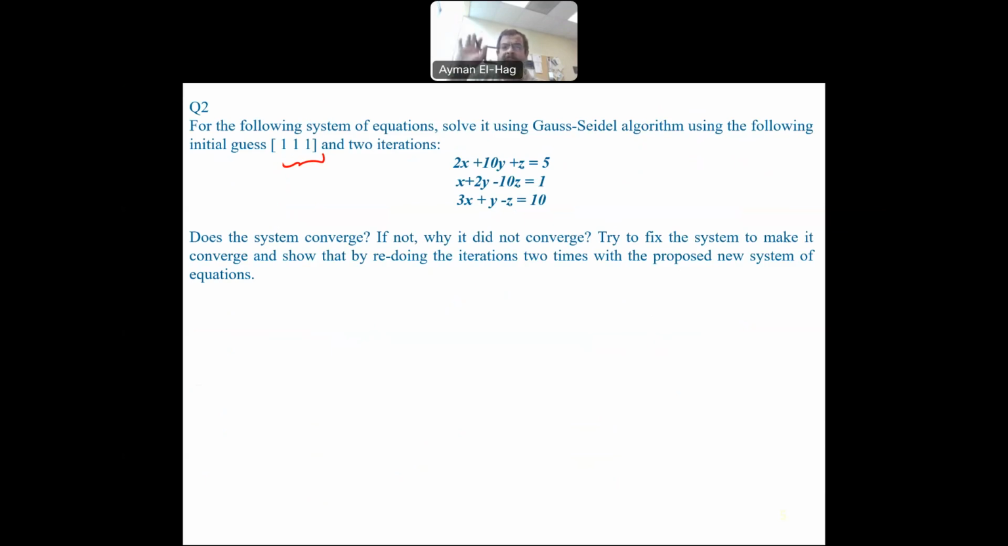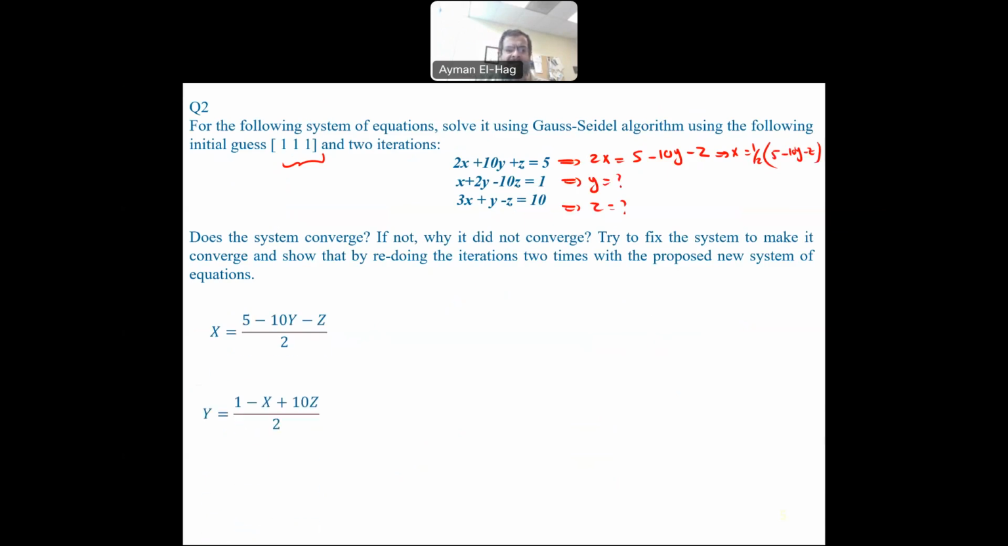So we'll start with the initial system. I will not do anything to it. All I need to do here is redraw the equations. So I will have 3 equations, one in terms of x, then y, and then z. For example, here it will be 2x equal to 5 minus 10y minus z. So your x will equal 1/2 times (5 minus 10y minus z). I will do exactly the same thing here, with everything in terms of y, and here everything in terms of z. So doing this, we'll have these 3 equations. Okay, and now we'll start the iteration.